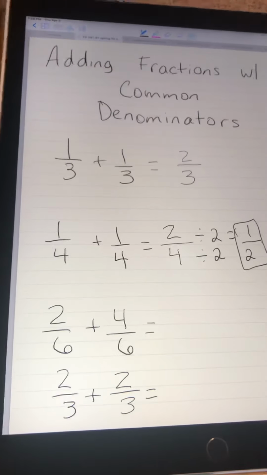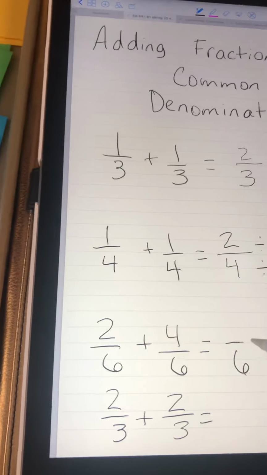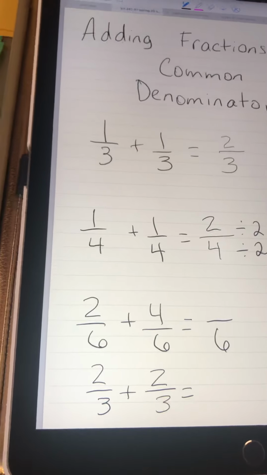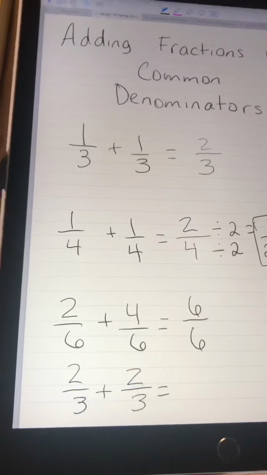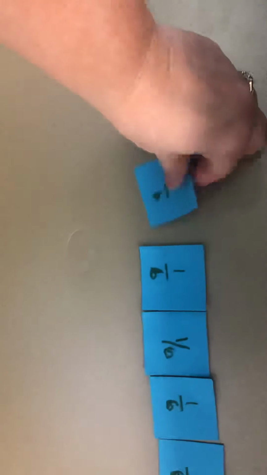So my next example is 2/6 plus 4/6. Again, keep the same denominator, add the numerators. 2 plus 4 is 6. This is an interesting case. Let's see what happens. Here are 2/6. Here are 4/6. When we add them, we put them together, so we can do that.